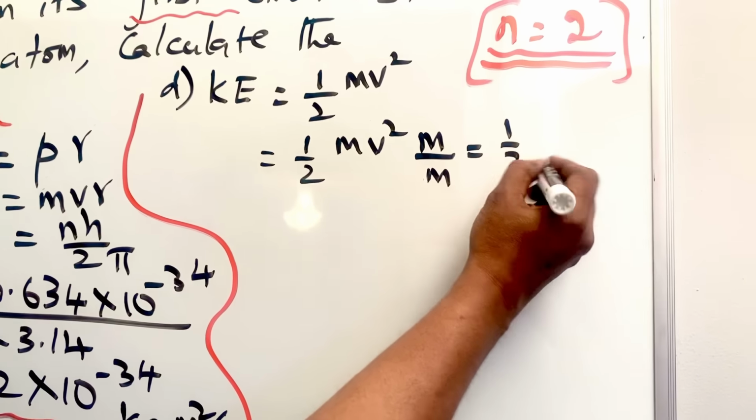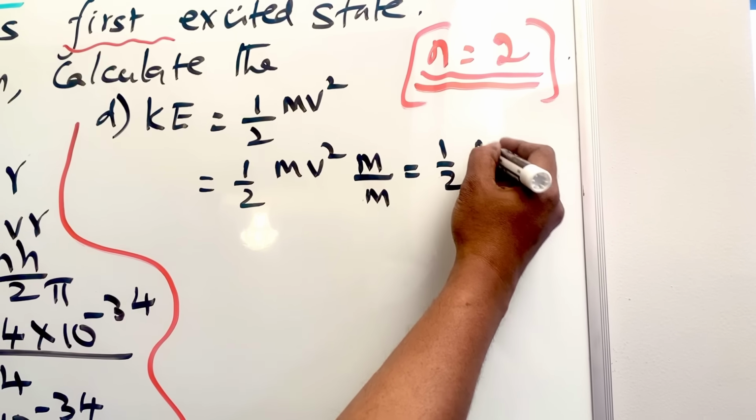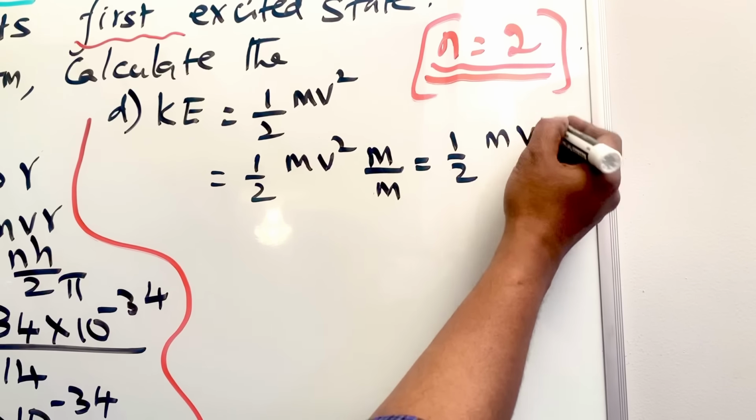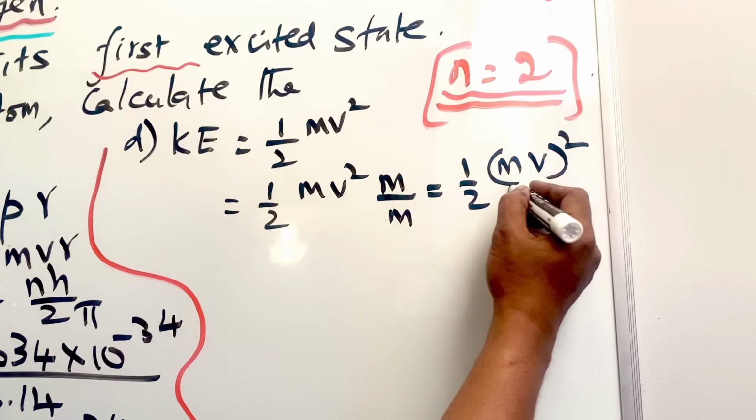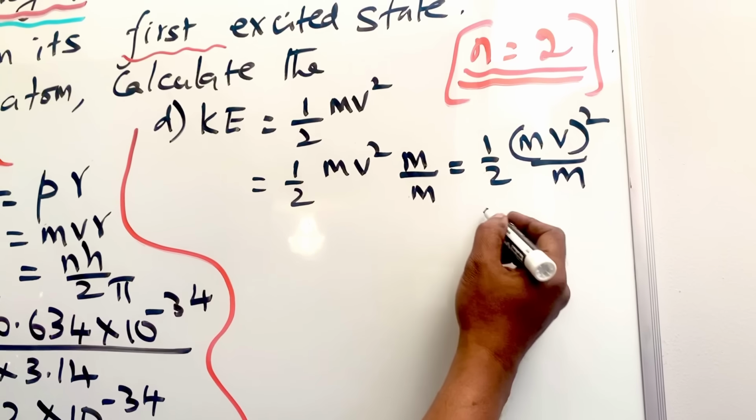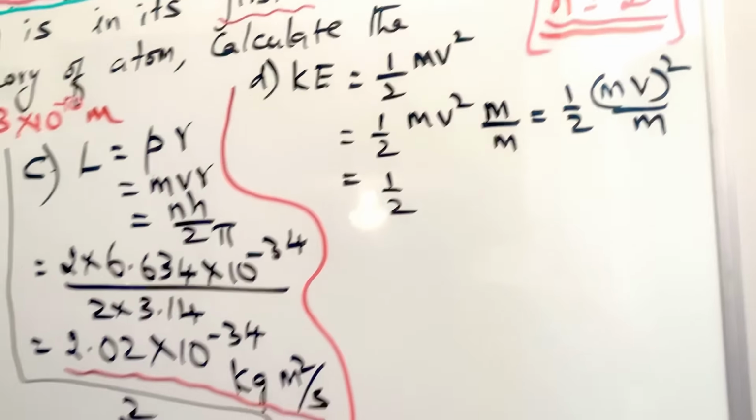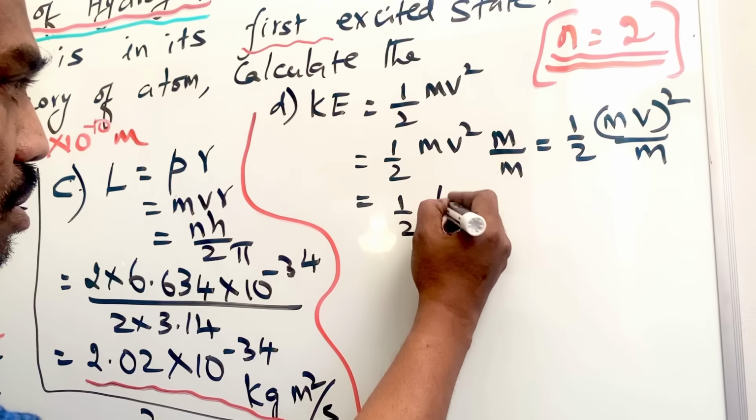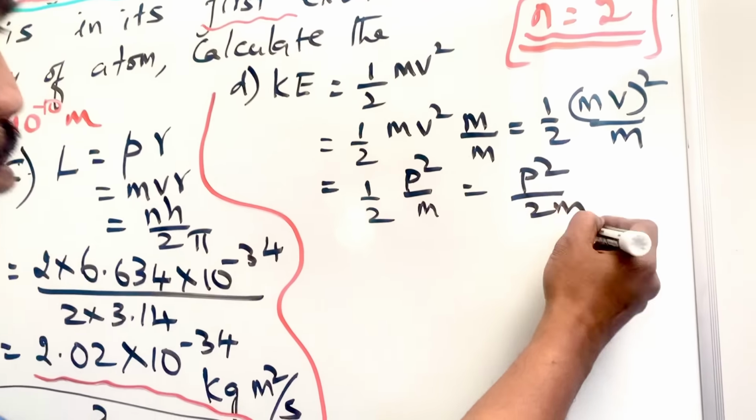So 1 over 2 m squared v squared, so I can say mv squared, m times m squared v squared over m. So 1 over 2 mv, and mv is nothing other than p. So p squared over m. In short, p squared over 2m.